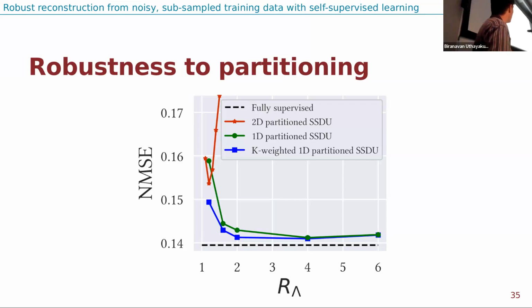And what we find is that the 2D partition SSDU is very sensitive to how aggressively we subsample with the second mask, whereas the two proposed versions are much more robust, especially the K-weighted version.